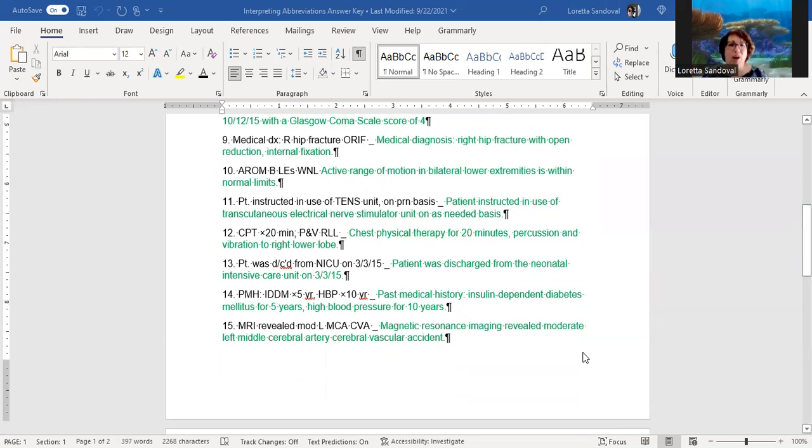Everybody kind of knows what an MRI is these days, magnetic resonance imaging. A lot of people might know the abbreviation and not know the term, but we know it's imaging. It revealed MOD, which is moderate, left MCA, CVA. So in the context of a cerebral vascular accident or a stroke, MCA means middle cerebral artery. Middle cerebral artery strokes are 60% of strokes. So the things we think of as typical stroke symptoms are usually MCA stroke symptoms.